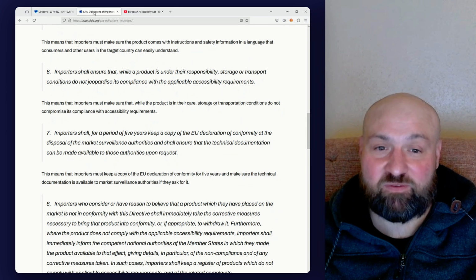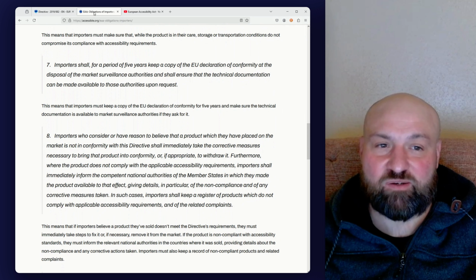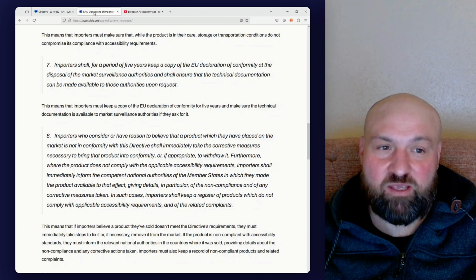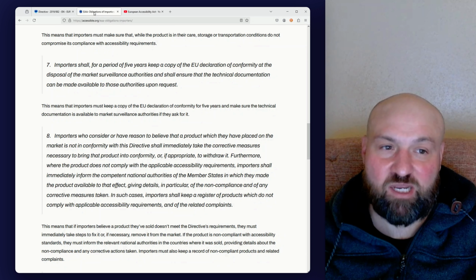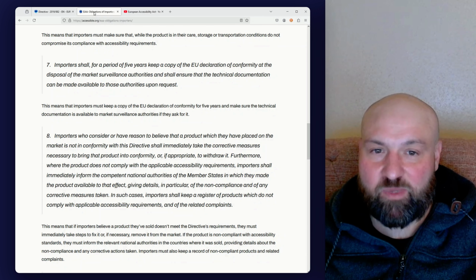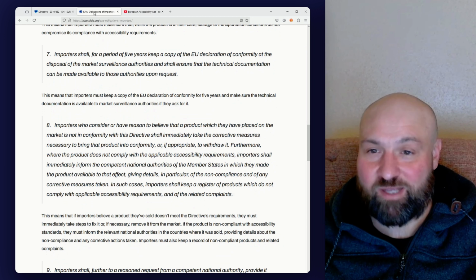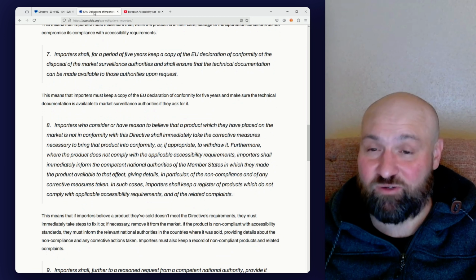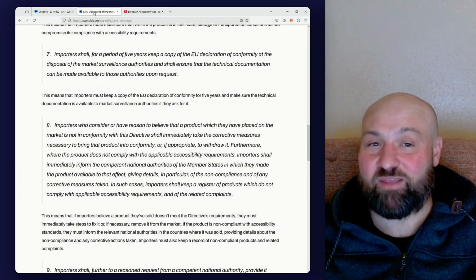All right, paragraph obligation 7. Importers shall, for a period of 5 years, keep a copy of the EU Declaration of Conformity at the disposal of the market surveillance authorities and shall ensure that the technical documentation can be made available to those authorities upon request. So remember, I talked about administrative work and paperwork. Here we have that coming up directly with obligation 7.